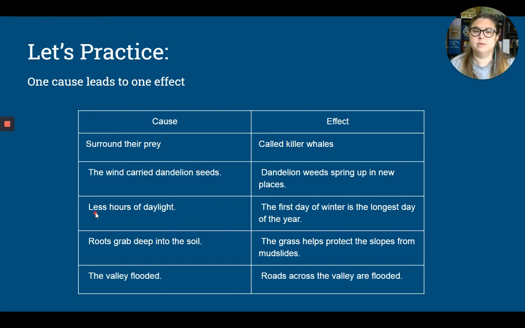My cause was less hours of daylight, and my effect was that the first day of winter is the longest day of the year. So our cause and effect, remember, cause comes first in time, effect comes second in time. So the cause is less hours of daylight. If we did not have less hours of daylight, the first day of winter would not be the longest day of the year. So the longest day of the year happens because there's less hours of daylight. So we're seeing cause and effect.